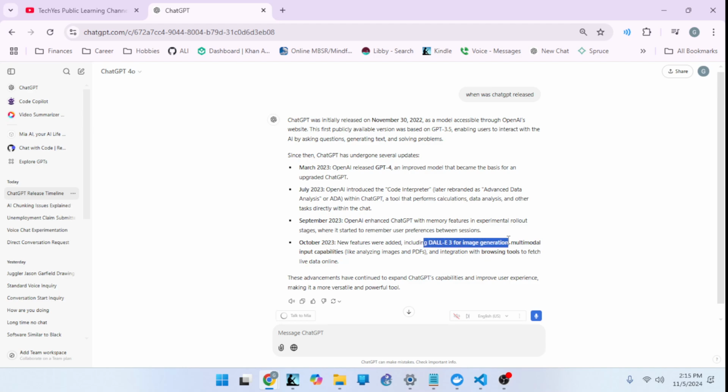We didn't have image integration with it. We didn't have image generation integrated within the tool. We didn't have multimodal capabilities, analyzing screenshots, all that. It couldn't even integrate with browsing tools. So it really couldn't do much of anything. Last year and some change back, that was when it was first released in 2022. We had GPT-3.5. It could just answer questions, generate text, and solve problems. So it really couldn't do that much.